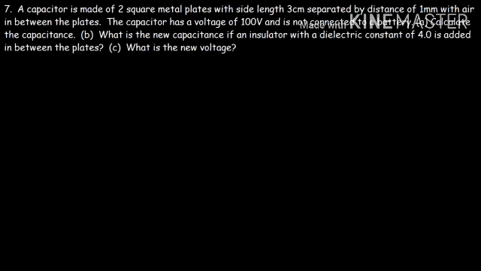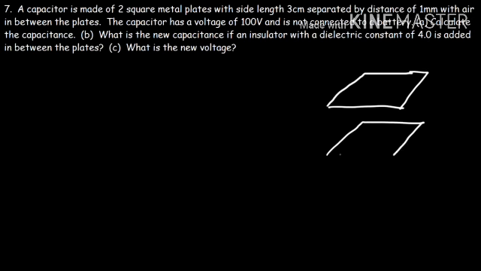Number 7. A capacitor is made of 2 square metal plates with side length 3 centimeters separated by a distance of 1 millimeter with air in between the plates. So let's draw a picture. Let's say this is the first square metal plate, and here's the second one. The side lengths are 3 centimeters by 3 centimeters, and the distance between the two plates is only 1 millimeter. How can we calculate the capacitance? And we have air in between.